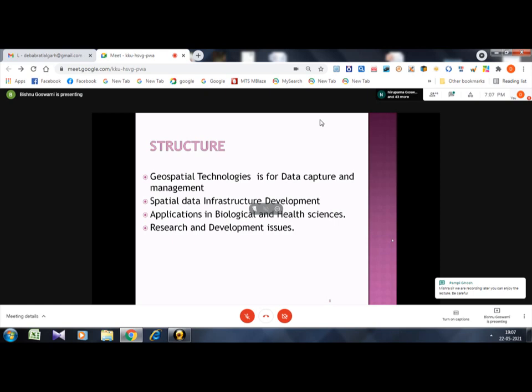Now we need a structure to understand how this data is handled. The geospatial technologies are for data capture and management, spatial data infrastructure development, applications in biological and health sciences, which we will go into in a bit, and research and development issues.